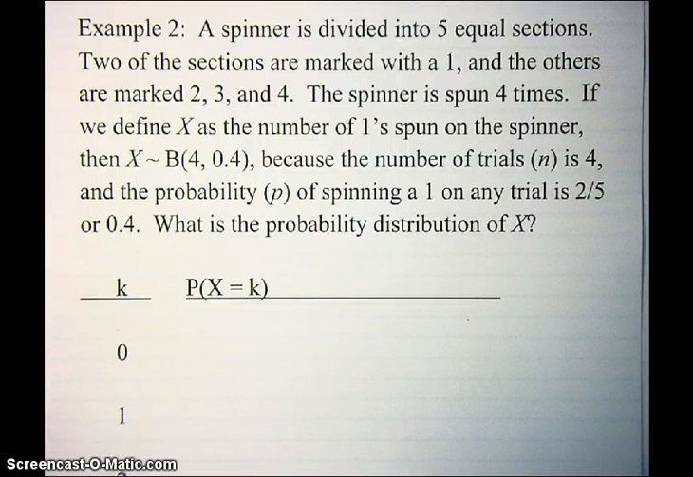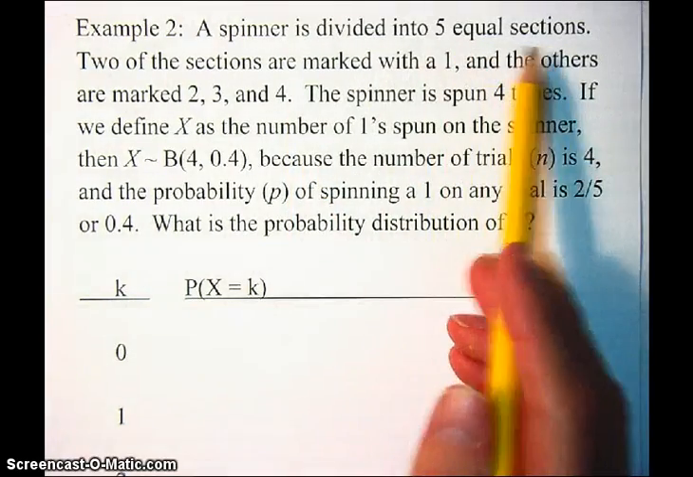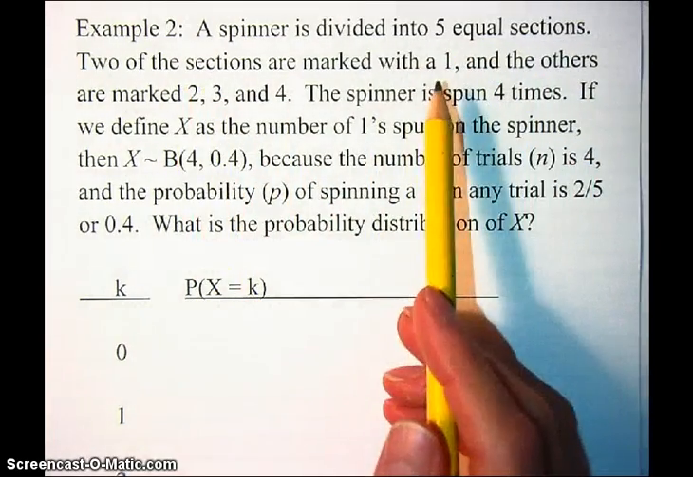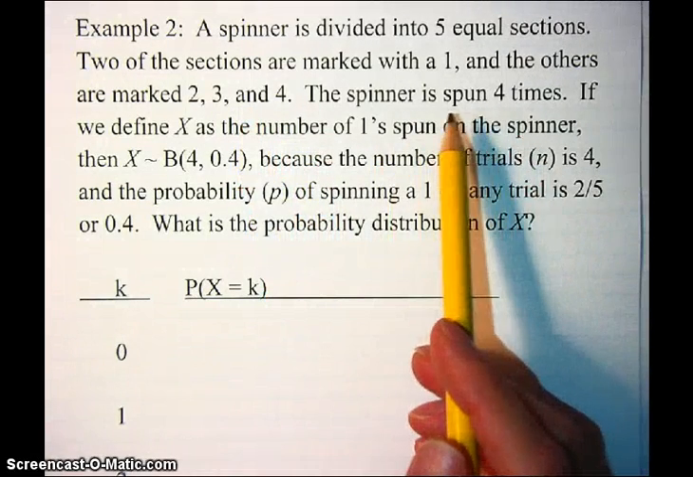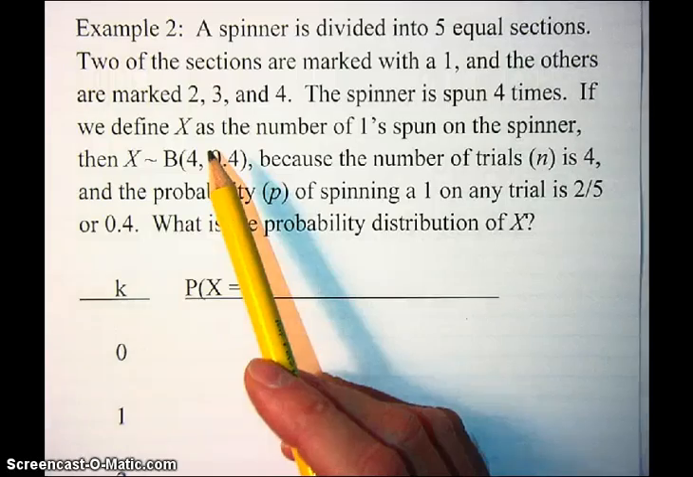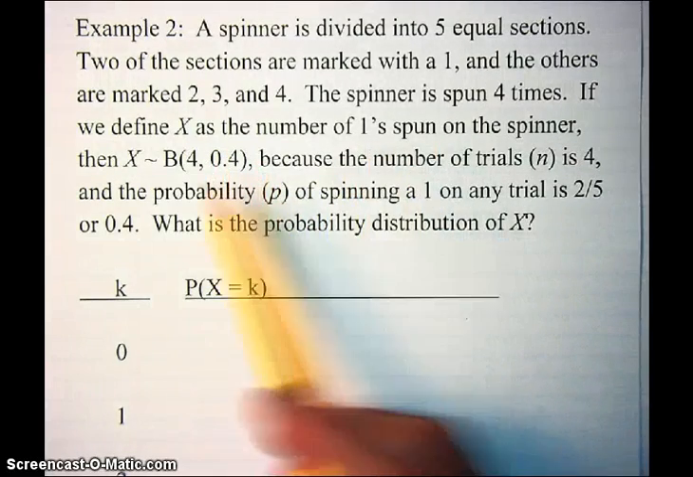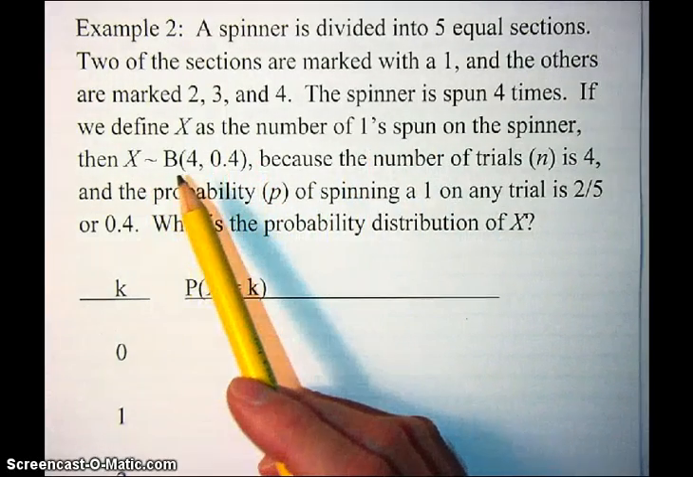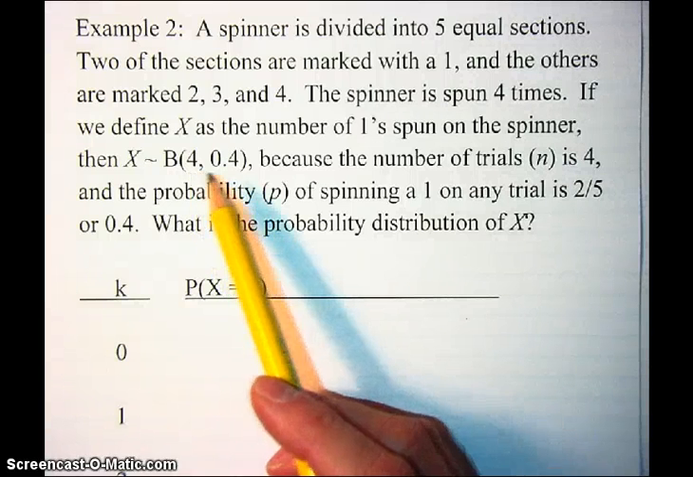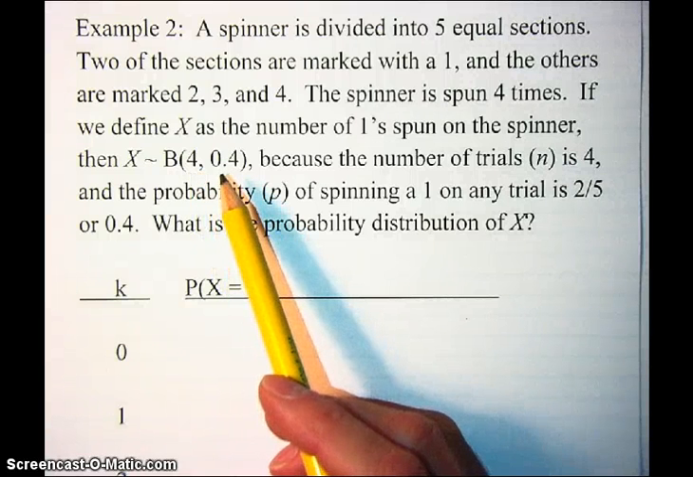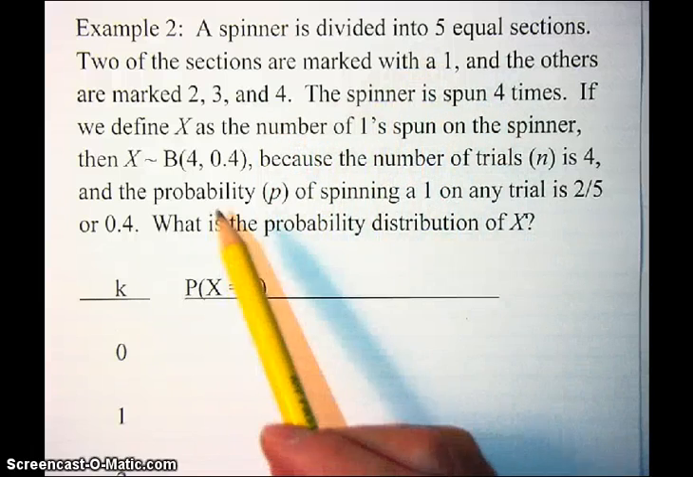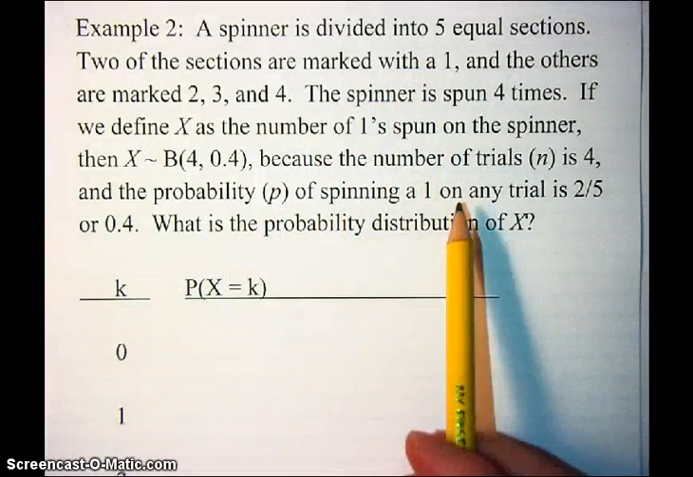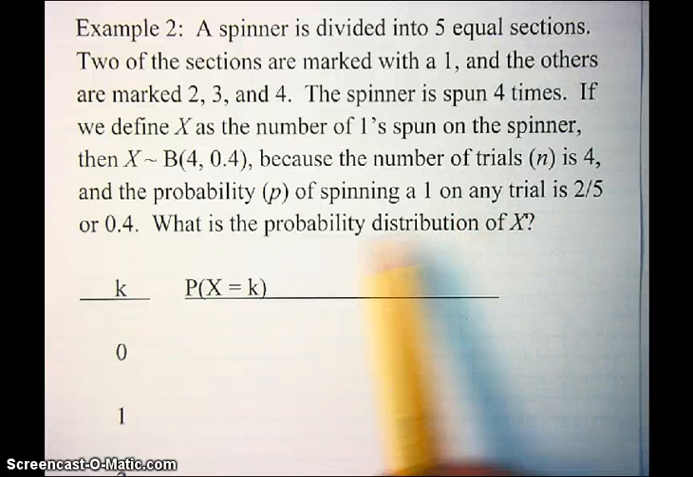Here's another example of binomial distribution. You have a spinner. It's divided into 5 equal sections. 2 of the sections are marked with a 1 and the others are marked 2, 3, and 4. If we spin the spinner 4 times, and if we define x as the number of ones spun on the spinner, then x is going to have a binomial distribution where n is 4 and the probability of success p is 0.4 because it's 2 ones out of the 5 sections. And the probability of spinning a 1 on any trial would be 2 out of 5.